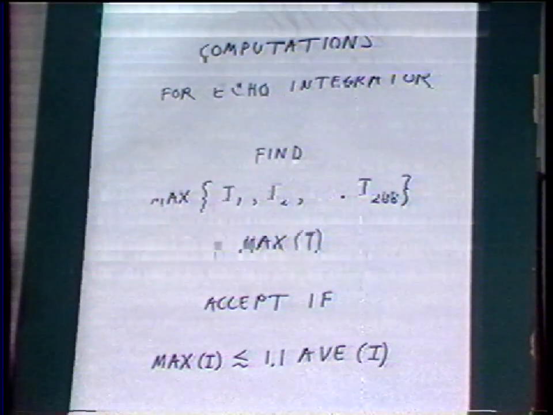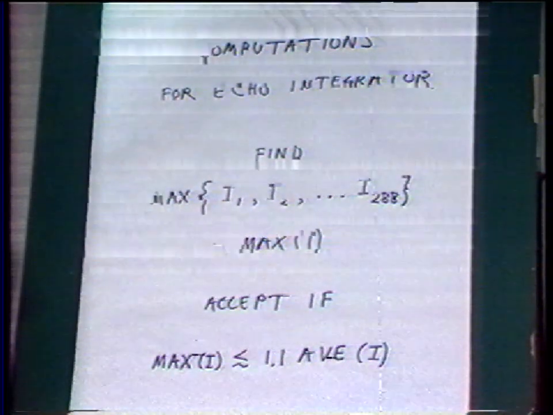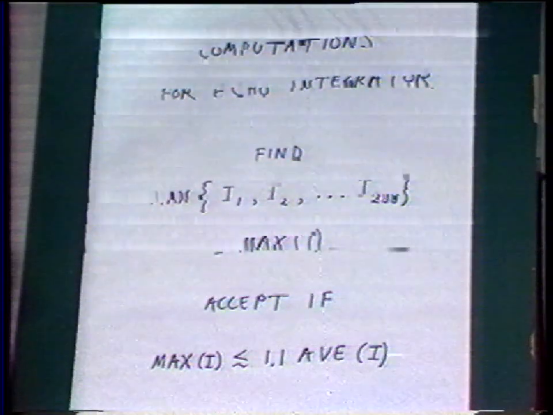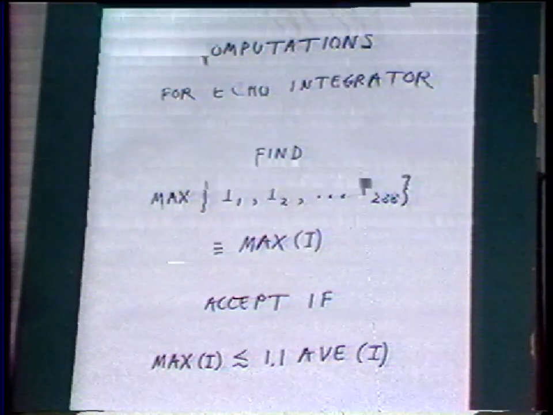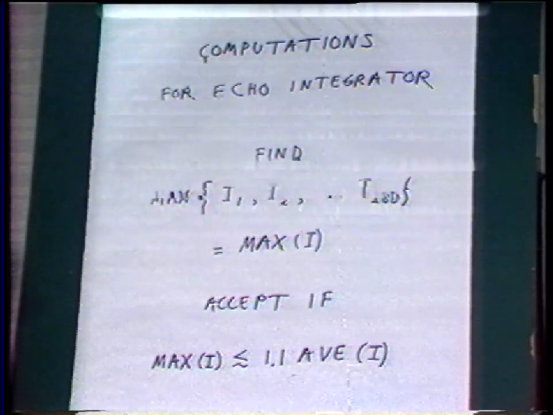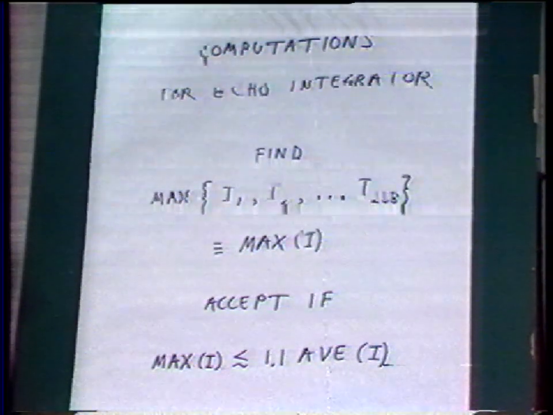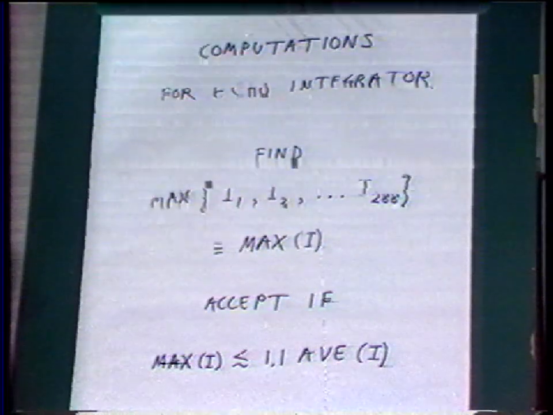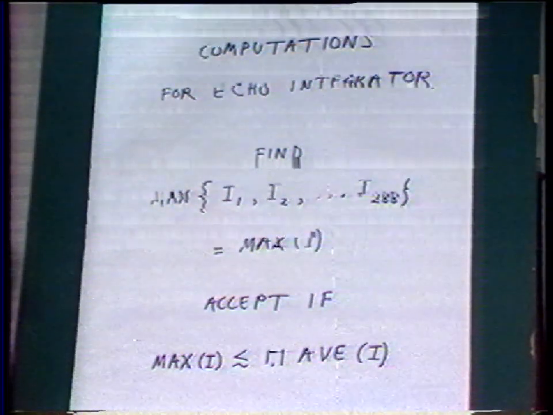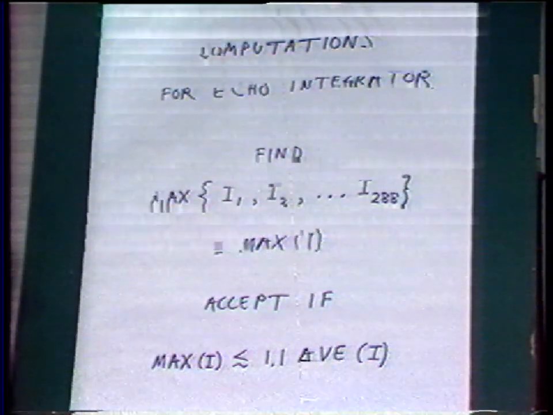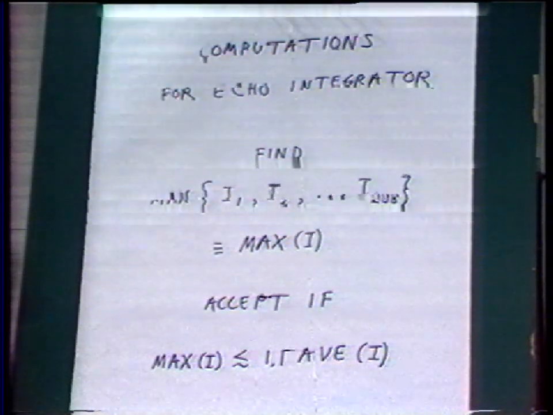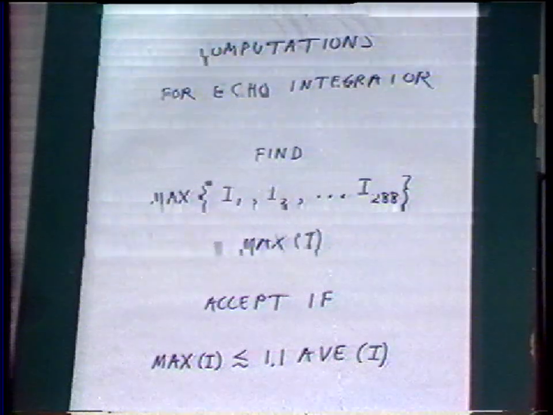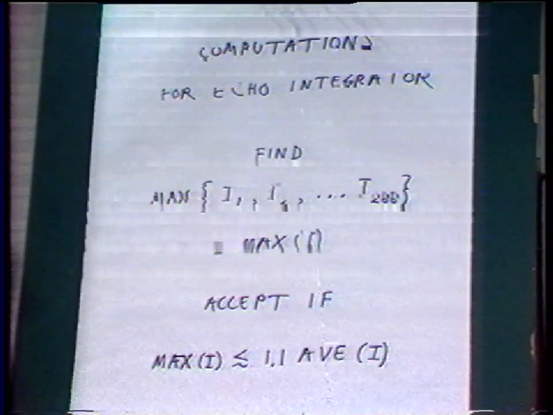The seventh task consists in computations for echo integrator calibration. The echo energy for each of the calibration pings is computed. The largest of these is extracted. For the simulated cruise settings, there are 288 pings, hence 288 measurements of the echo integral. The largest echo integral is accepted if lying within a certain fraction of the mean, say 10%.